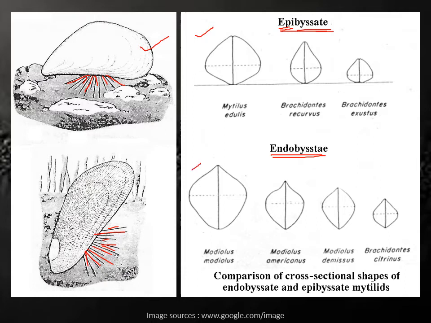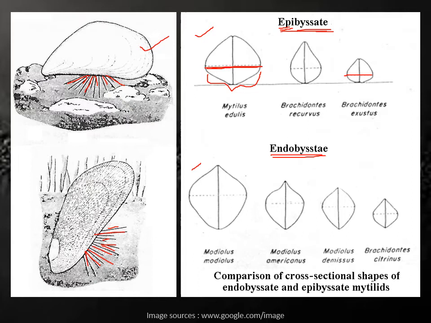This epibyssate form lives externally over the substrate. To provide a better solution in the epifaunal form, that means to live in a stable way above the substrate, they have their bottom part, which is in contact with the substrate, more flattish, and that is indicated by the maximum width line being most towards the bottom part. You can see this dotted line is the line of maximum width. That means this indicates the center of gravity. That means its center of gravity is brought more towards the bottom part, so that it becomes more stable.